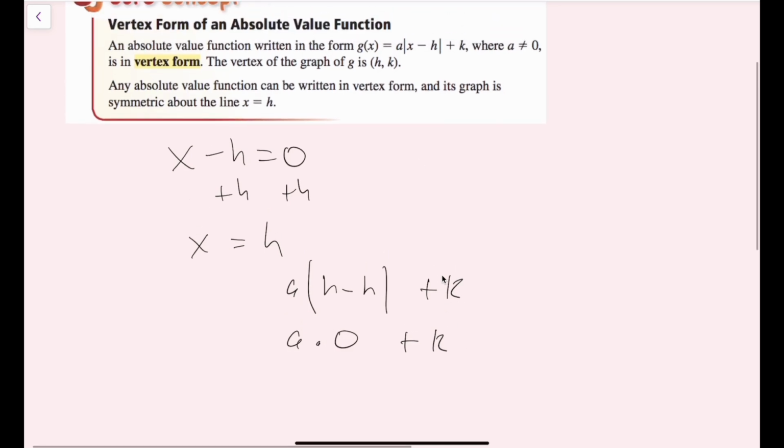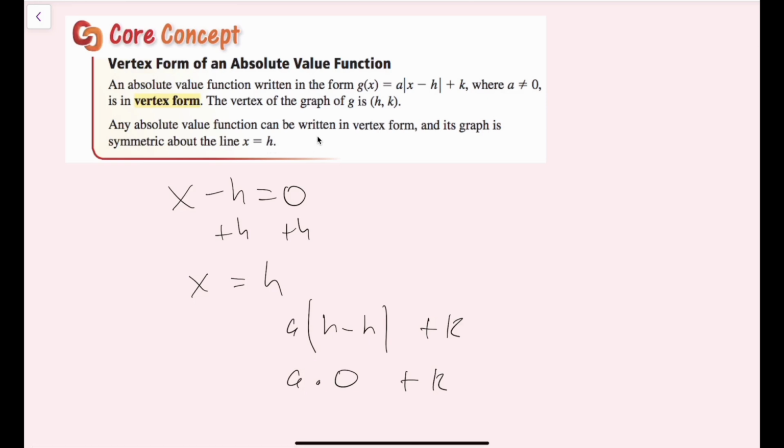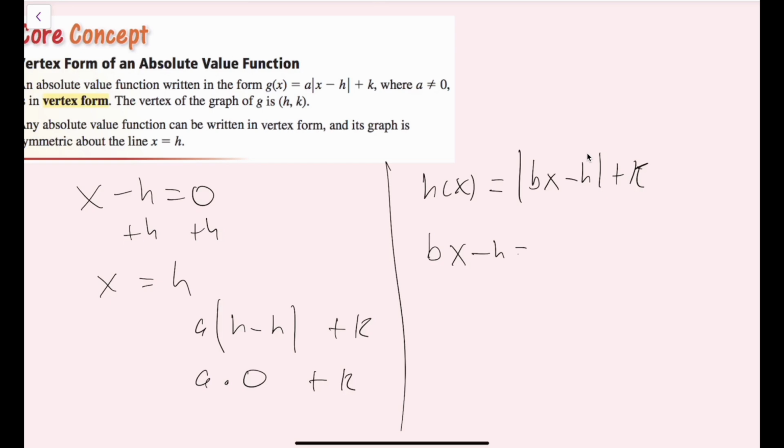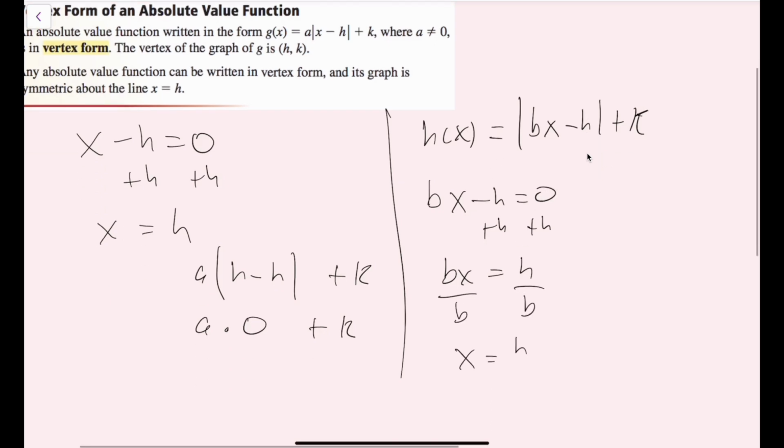Now, even if we see a function that is not in vertex form, any absolute value function can be written in vertex form. So we can always think of it as vertex form. So for instance, let's say that I had h of x equals the absolute value of bx minus h, plus k. What I'd recommend doing is still finding the vertex. And what we do is we set this whole thing equal to 0. So bx minus h equals 0, plus h. So I get bx equals h, and then divide by b. And that is a way to find our x component. And the y component is just going to be whatever is being added to this absolute value expression. So in this case, my vertex would be h over b, comma, k.